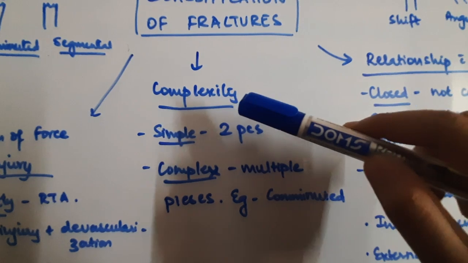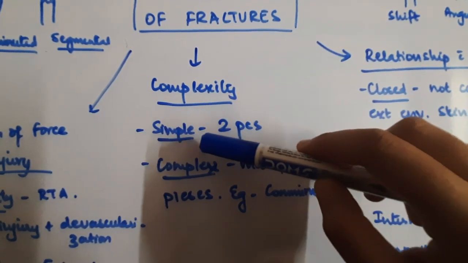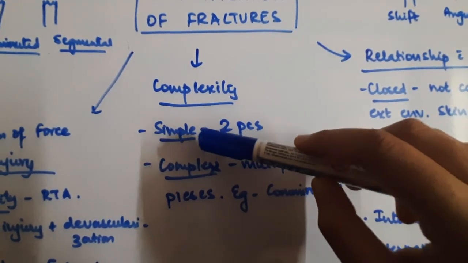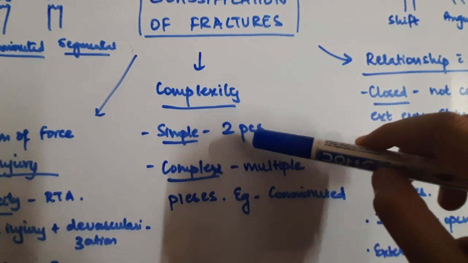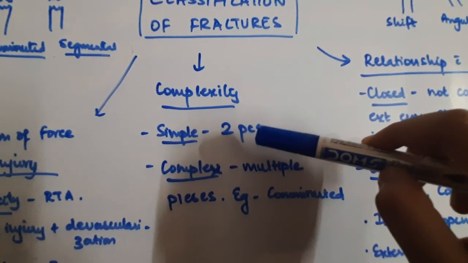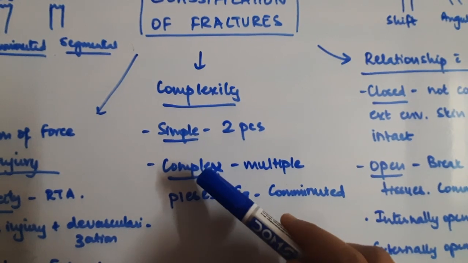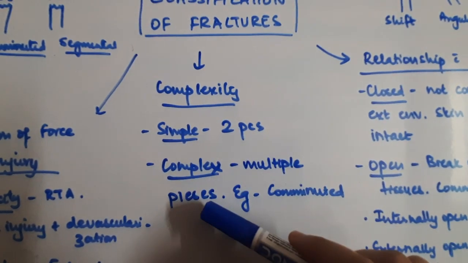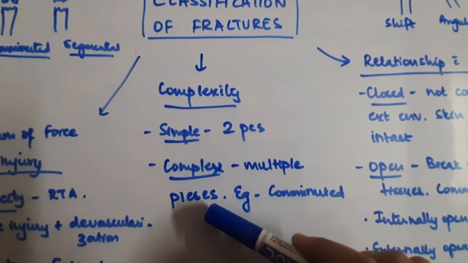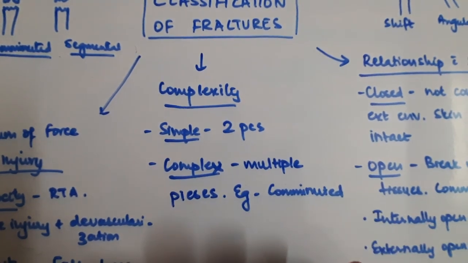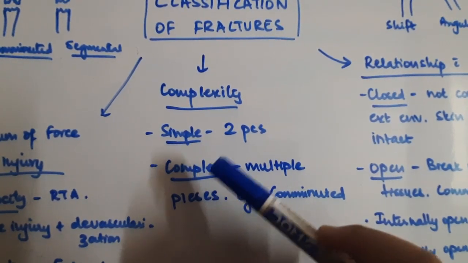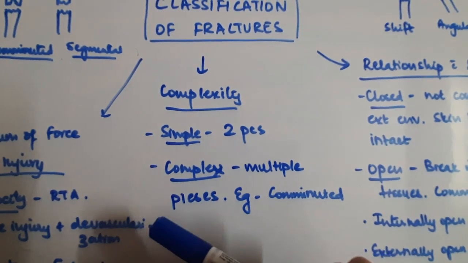Based on the complexity, the fracture could be a simple or a complex fracture. Simple fracture means that the fracture only has two pieces or two fragments, whereas in a complex fracture, the bone gets divided into multiple pieces or multiple fragments. For example, in a comminuted fracture. It becomes more difficult to treat a complex fracture than a simple fracture.